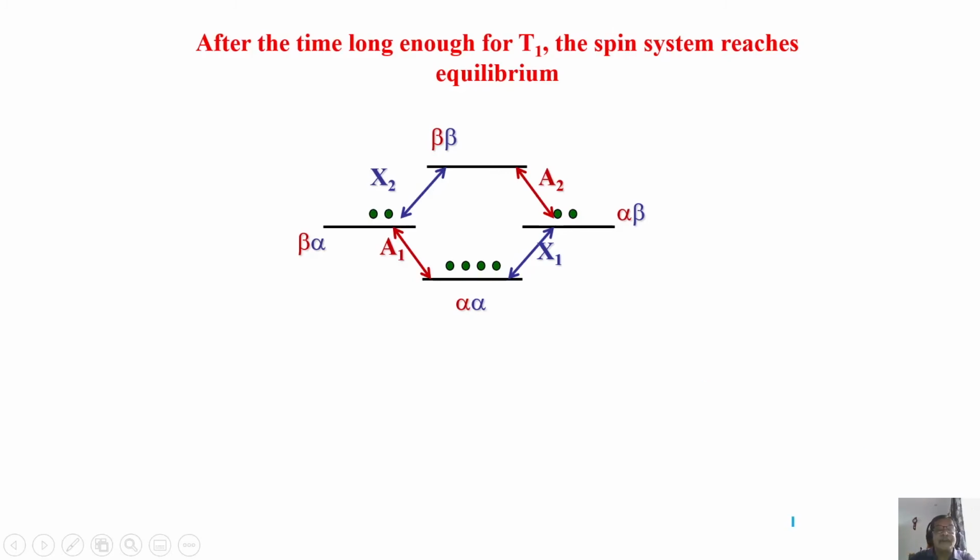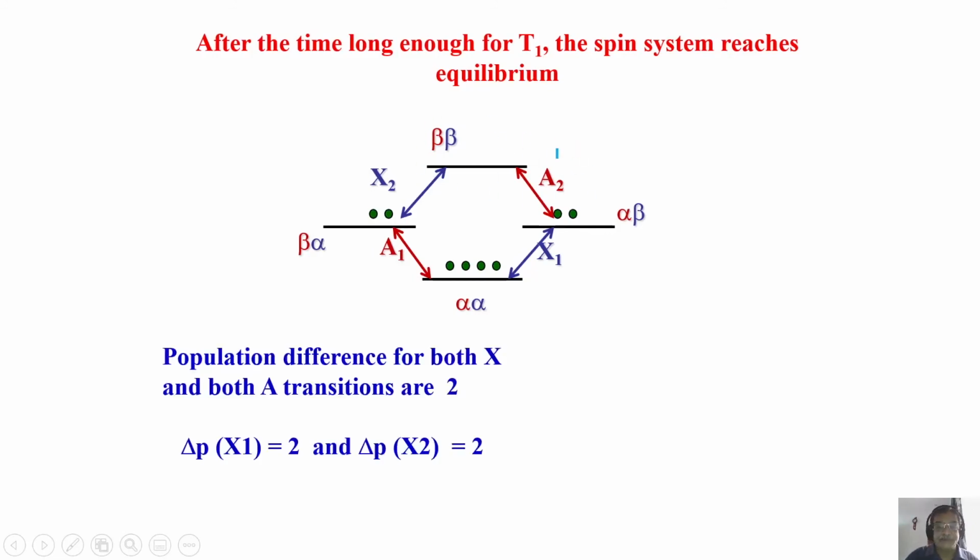Then what happens? Population gets redistributed. I took this example earlier, the same one: 4 spins here, 2, 2, 2 and 0, so that the AX weakly coupled spins should all have equal intensity. That's why I have taken this example. Of course, there are spins here too. Only for calculation I have taken it like this. It doesn't mean there is no spin in the beta beta state.